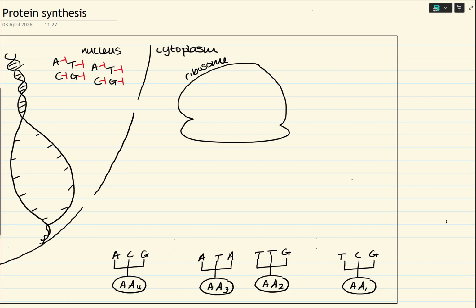Also, in the nucleus, there's a substance, a bit like the cytoplasm is in the cell. There's another substance called the nucleoplasm, like the squidgy stuff inside the nucleus. So there's other things inside the nucleus.